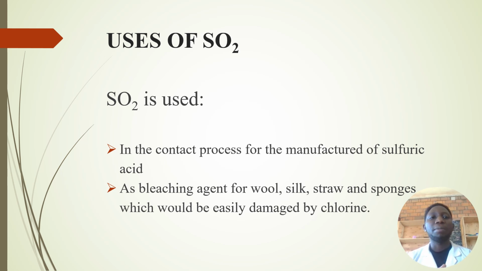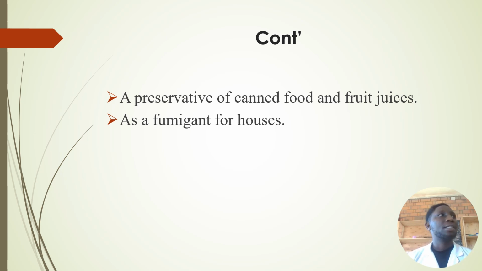Let's end our topic by talking about the uses of sulfur dioxide gas. This gas is used in the contact process for the manufacture of sulfuric acid. Another use, sulfur dioxide is used as a bleaching agent for wool, silk, straw, sponges, which would be easily damaged by chlorine. I think you remember what we call bleaching agent. Are you together? Good. Another use, sulfur dioxide is used as a preservative of canned food and fruit juices.